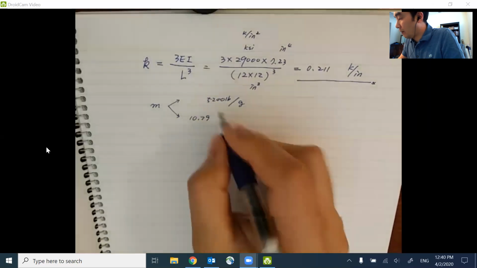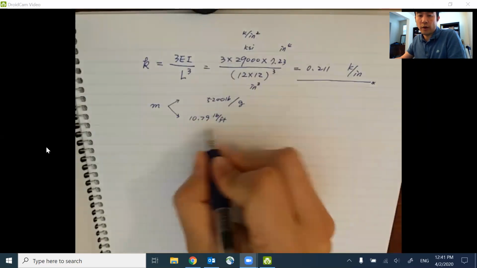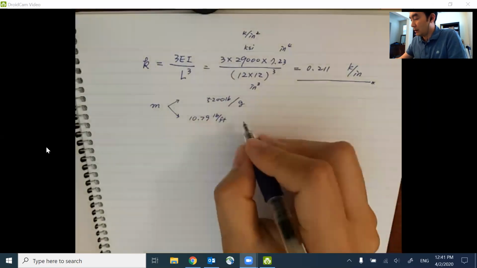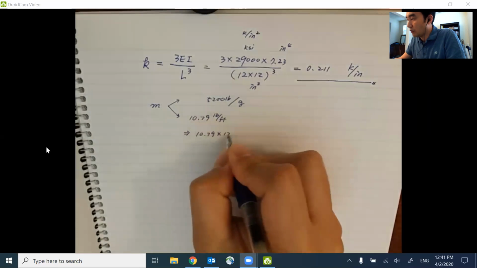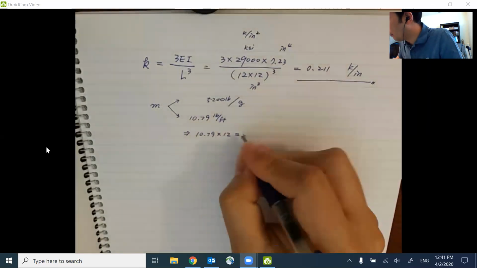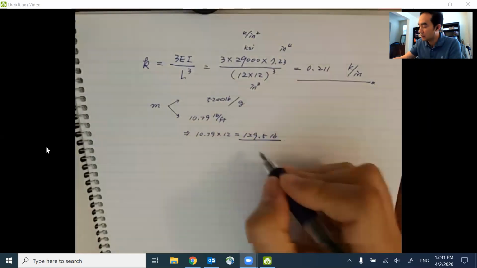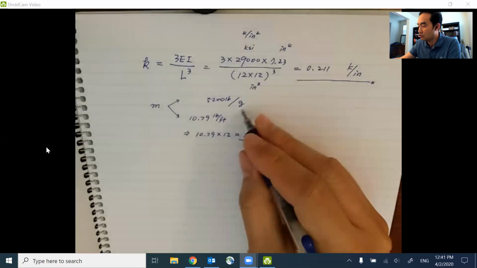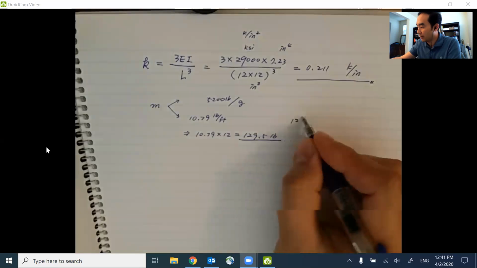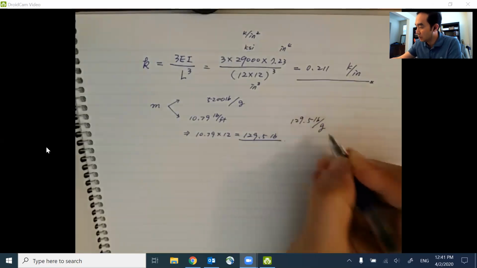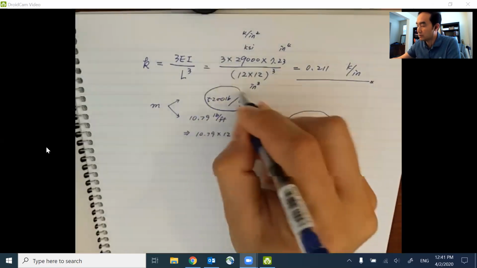The given information said the weight of the pipe is 10.79 pounds per foot. So this is the unit weight of the steel pipe. To get the entire weight, it should be 10.79 times 12, which is 129.5 pounds. Again, this is the weight, and then we have to divide it by g to get the mass, right? So 129.5 pounds divided by g. Here is one mass for the steel pipe portion. This is the mass of the top portion.